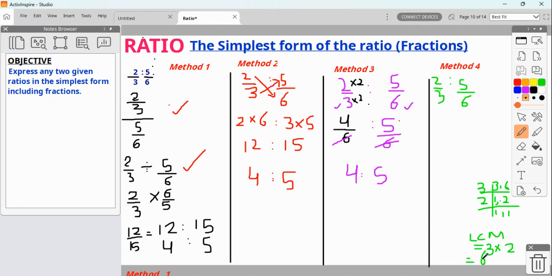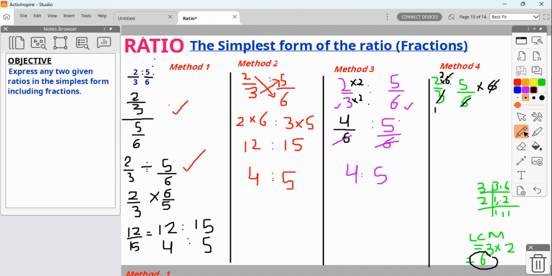So when we get the answer 6, we can multiply both the fractions by the LCM. We got LCM 6, so we can multiply both the fractions by 6. 2 by 3 multiply by 6 and 5 by 6 also multiply by 6. So we can see here 6 times 1 is 6, 6 times 1 is 6, 6 will be cancelled with 6, but here 3 times 1 is 3 and 3 times 2 is 6.